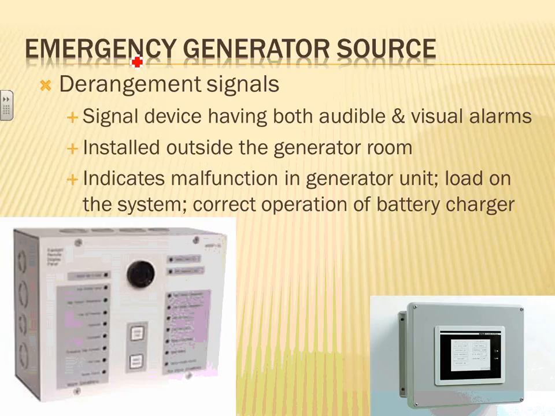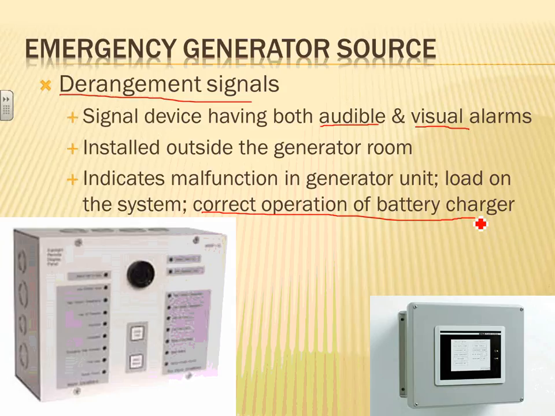This is the emergency generator, as well as the legally required standby system. They have to have annunciator signals. You have seen them all the time. It's a signal device that has both audible and visual indication outside the generator room to indicate a malfunction in the generator, the condition of the battery. So if you have low fuel, low heating, cooling, whatever, or a battery ground fault, it has to be indicated here. If you have a ground fault in your system outside, you will see an alarm and hear a noise, indicating that your emergency generator or your legally required standby generator is having a problem. So go attend to it.